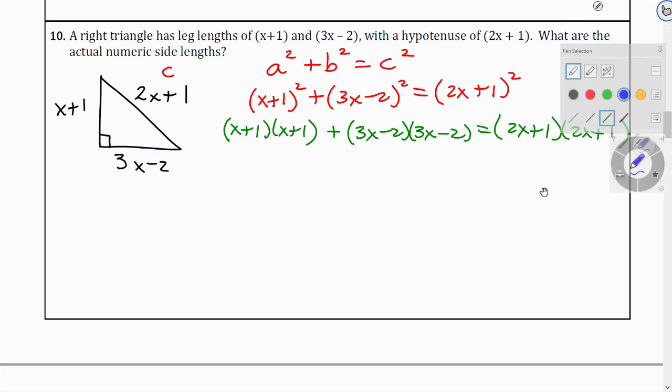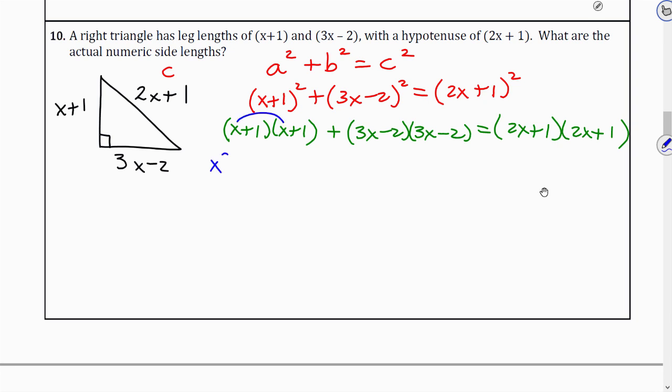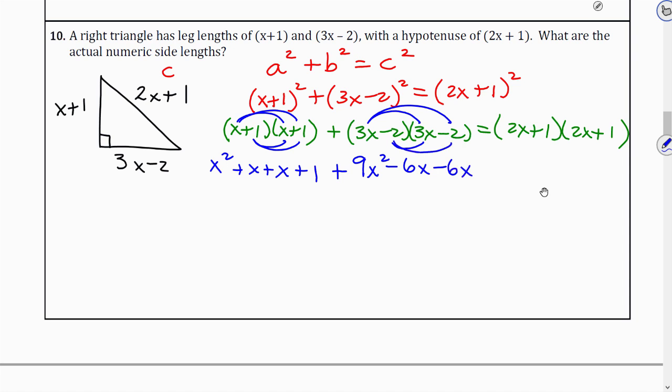Now I've got a lot of distributing ahead of me. So x times x is x squared. x times 1 is plus x. 1 times x is plus x. 1 times 1 is plus 1. Plus 3x times 3x is 9x squared. 3x times negative 2 is negative 6x. Negative 2 times 3x is minus another 6x. And negative 2 times negative 2 is plus 4.